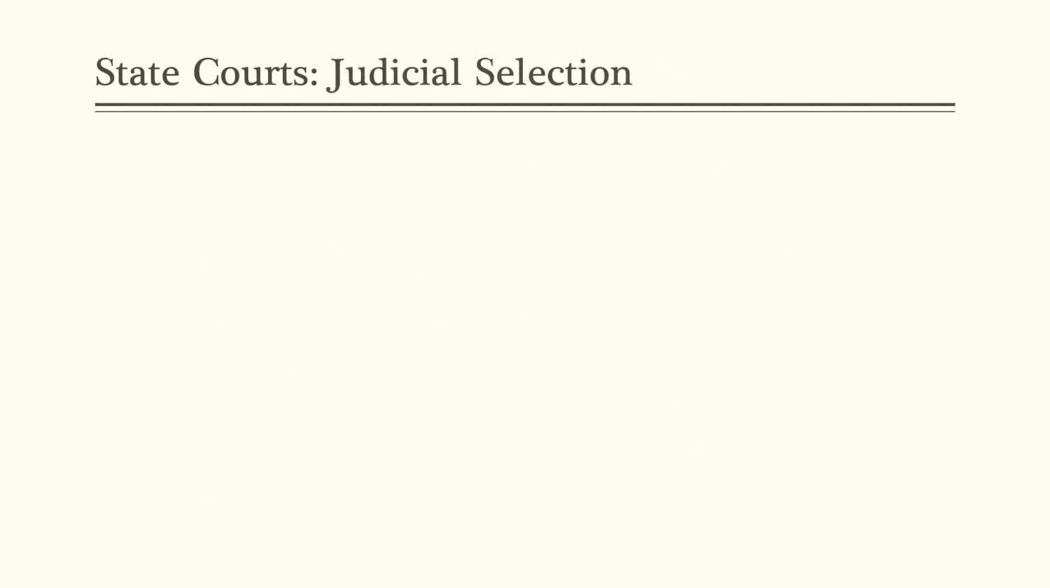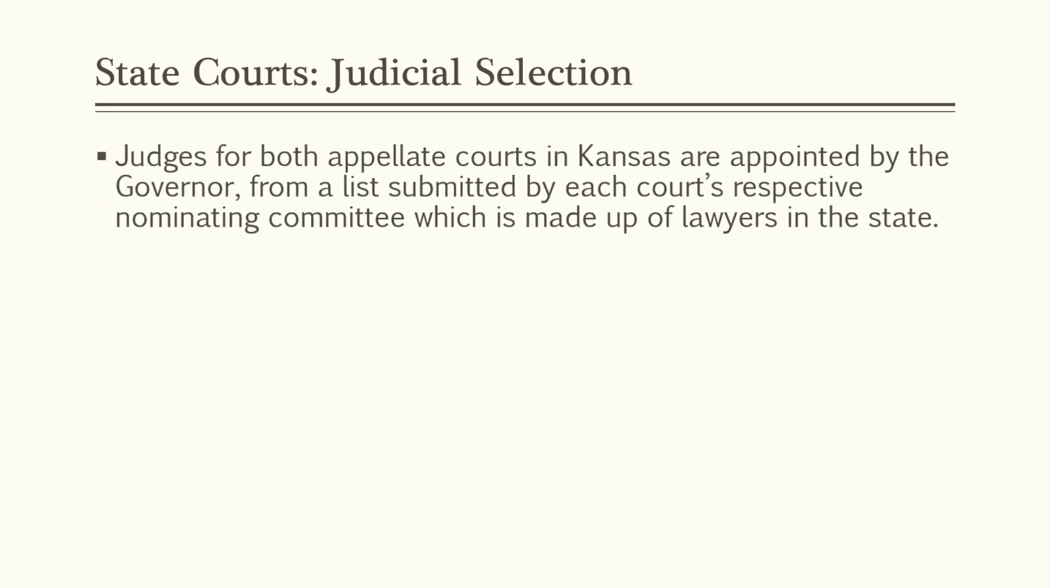Now we're going to talk about Kansas judicial selection, how judges are selected to serve in Kansas. Judges for both appellate courts, both the Supreme Court and the Court of Appeals, are appointed by the governor from a list submitted by each court's respective nominating committee, which is made up of lawyers in the state. If you want to serve, say, on the Court of Appeals, there is an entire nominating process. Someone has to nominate you to get you on the list, and then the nominating committee reviews all the applicants who've been nominated, and they usually narrow it down to 3, and then they send that list to the governor, and the governor chooses the new appellate judge from that list of 3.